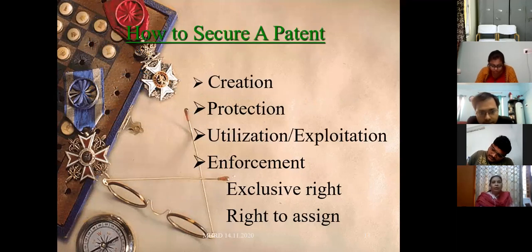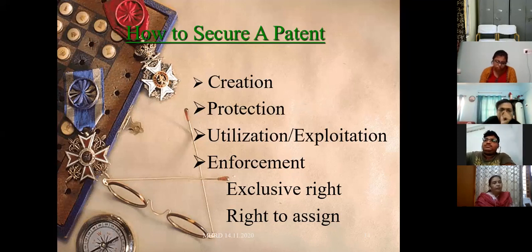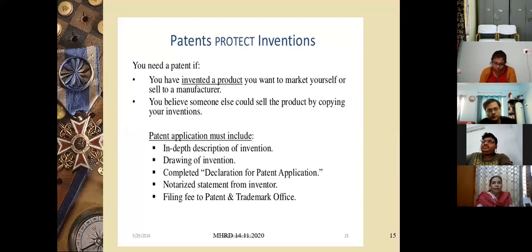So how to secure a patent? There is a specific process. First of all, you have to work on whatever is your creation. And then you will have to seek protection. Then it has to be utilized. You have to demonstrate the end result. Then you have to exploit it, in the sense of allowing others also to use it and benefit from it. And enforcement of the patent gives you exclusive right and the right to assign to whomever you want. You can ask them to use it, or you can sell the technology. So patents naturally will protect the invention.